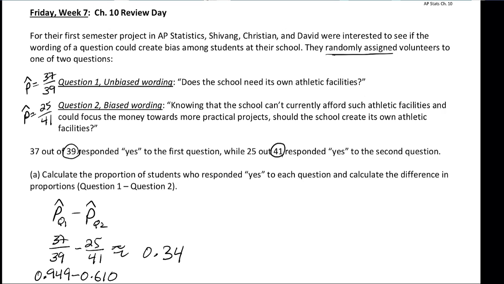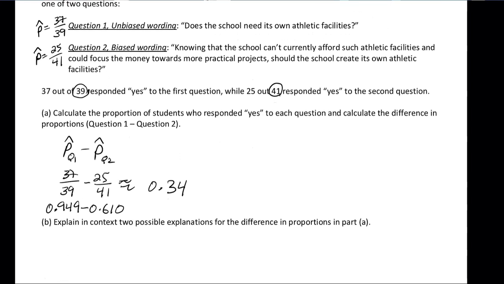So when asked the unbiased question, 34% more students think that the school should get athletic facilities compared to the biased question. Now that seems like it would be pretty significant. We're not sure at this point if we'd call it statistically significant, but 34% seems pretty big. But let's continue looking at this question.